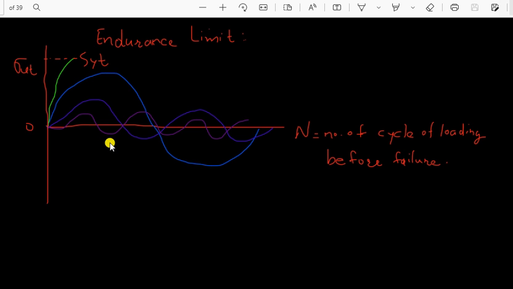Why are we talking about the fatigue failure only? Because we know that in dynamic loading we always design a material for completely reverse loading condition, because if it can sustain in completely reverse loading condition, it will definitely sustain in all other dynamic loading conditions like fluctuating, repeated loading and all.